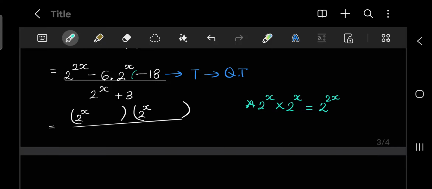I'm now going to look for factors of negative 18. When I multiply them, they must give me negative 18. And when I add them, they must give me negative 6. So exploring the factors of 18, it would be 1 and 18, 2 and 9, 3 and 6.